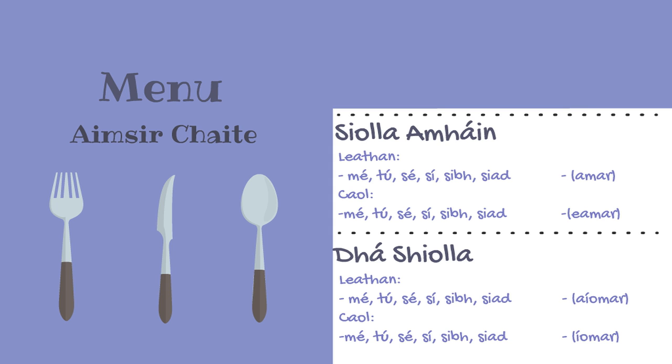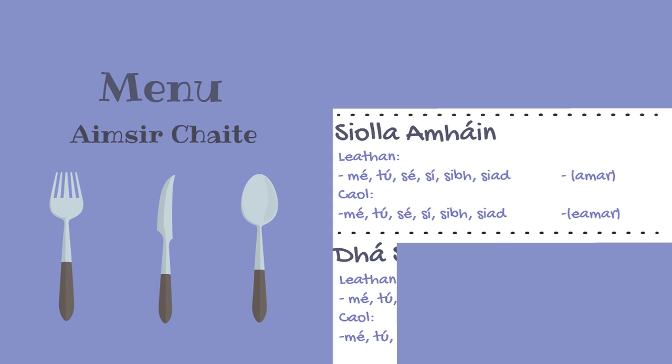For one syllable broad verbs, the ending is -amar. Mar shampla, glanamar, we clean. For one syllable slender verbs, the ending is -eamar. Mar shampla, bhriseamar, we break.